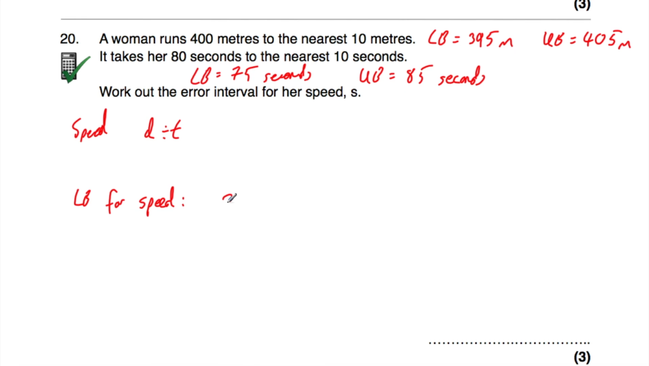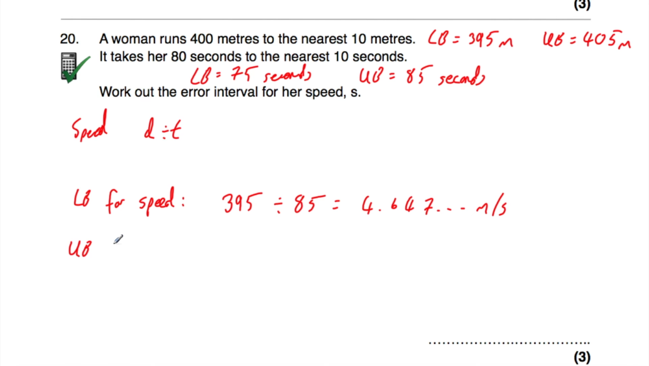So if we did the distance, 395 meters, and divide that by the time taken, and we're going to choose the biggest possible time taken because that'll give us the lowest speed. So we're going to divide by 85. That would be equal to 4.647 and so on meters per second. So that's the lower bound for the speed of the woman.